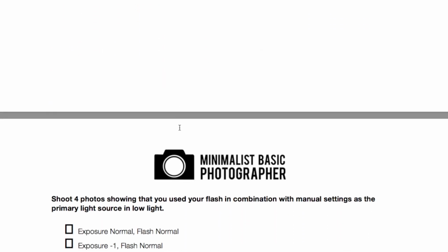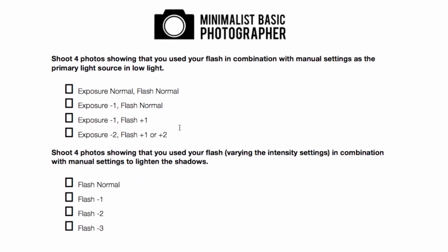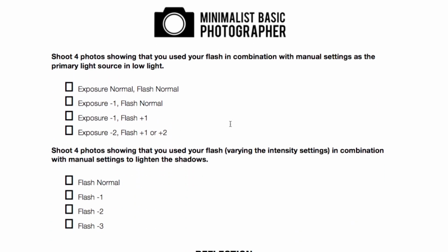All right, so the next thing that I want you to do is to go shoot 4 photos showing that you used your flash in combination with the manual settings in your camera. So using that flash as the primary light source in sort of a low light environment. So first what you're going to do is take your camera and dial in the exposure so that the needle is pointing right in the middle. So normal exposure, and your flash is going to be set to normal. We'll talk about that in a second.